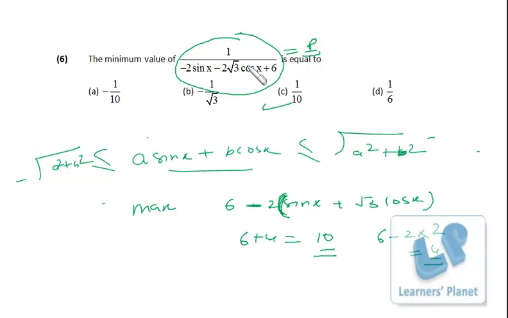So this expression will lie between 1 by 10 and 1 by 4. The minimum value of this expression will be 1 by 10, because the maximum value of the denominator is 10. In other words, the denominator cannot take a value more than 10, so this entire expression cannot have a value lesser than 1 by 10. A value lesser than 1 by 10 cannot be achieved. That means 1 by 10 is the minimum value that can be achieved from this expression.